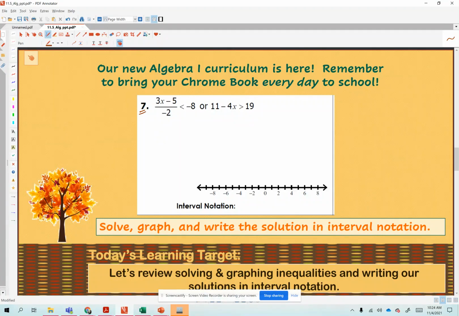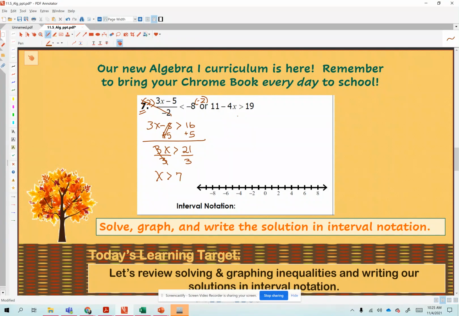Okay, so the first thing we want to do with this inequality is multiply both sides by -2. And then we're working only on the left side inequality now. That means we need to flip the inequality sign to greater than. -8 times -2 is 16. We'll add 5 to both sides. 3x is greater than 21. Divide both sides by 3. And x is greater than 7.